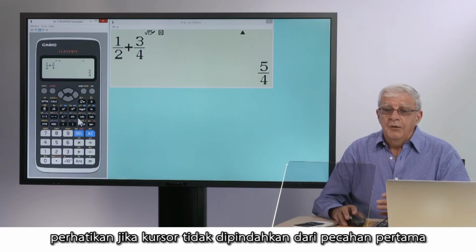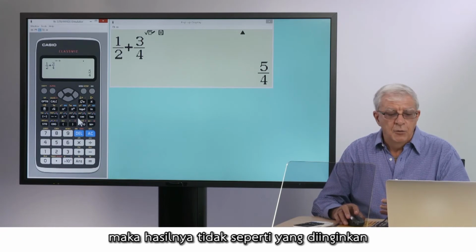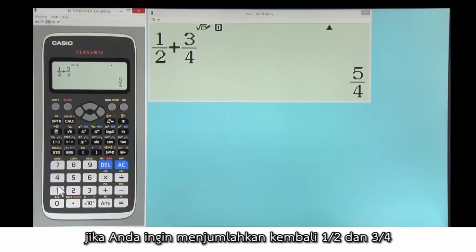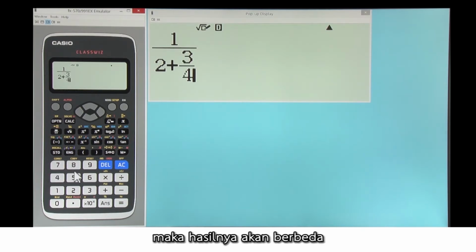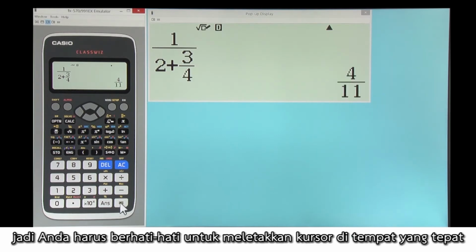5/4. Notice that if you don't move the cursor out of the first fraction, then the result will not be what you expect. So if we were to again try to add 1/2 and 3/4 and simply add 3/4, you can see there's a very different kind of result. So you need to be careful to put the cursor in the right place.